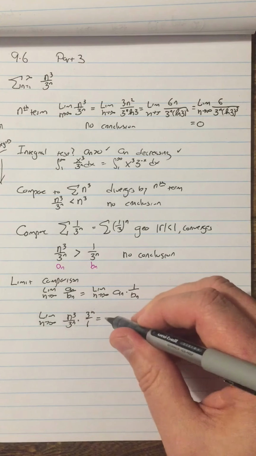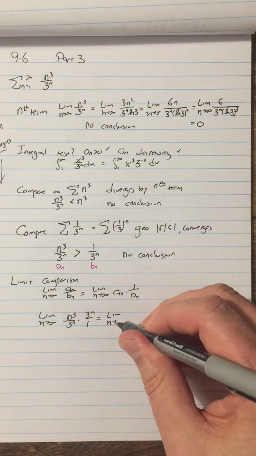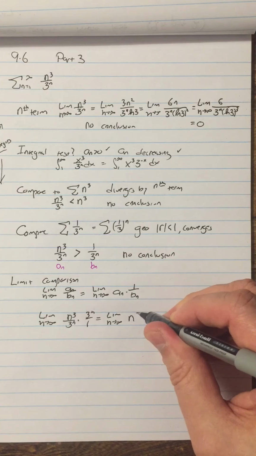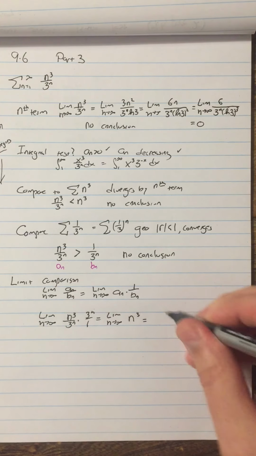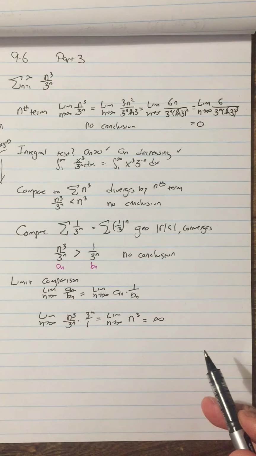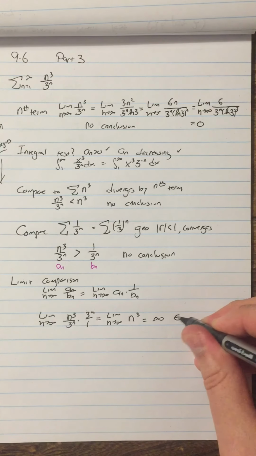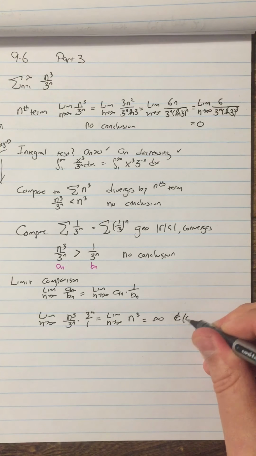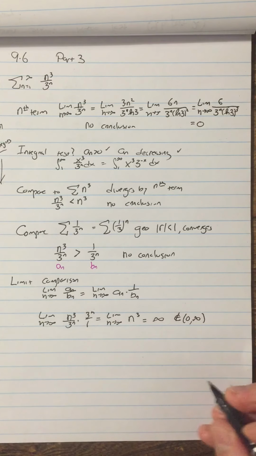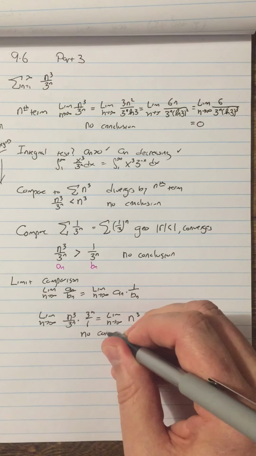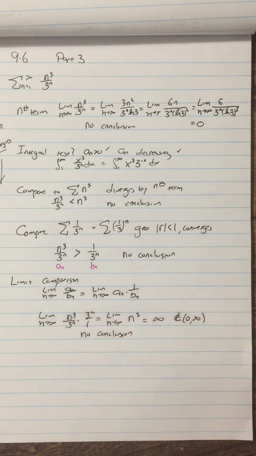So that looks promising because the 3 to the n's cancel out. I have the limit as n approaches infinity of n cubed. But that increases without bound, so that's just infinity. That's the one thing I can't have with a limit comparison test. If you want to write it, this is not an element of the interval 0 to infinity. So once again, I get no conclusion. So far, I've gotten no conclusion from any of my tests. Is there a test, I say, that will prove that this series converges? There is, and that is the subject of our next video.